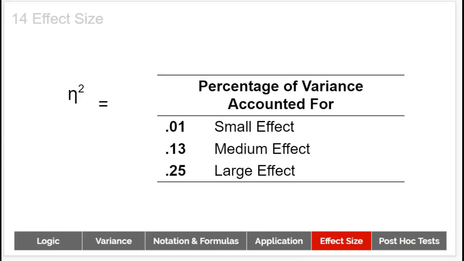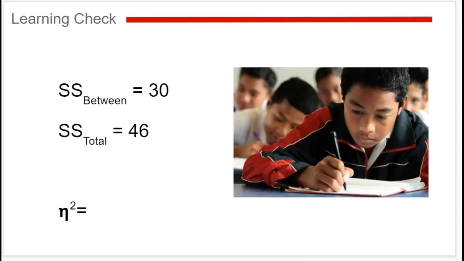Again, when you use R-squared, you are going to follow these three guidelines. If you have a number that's less than 0.01, that means you have no effect. Again, we can make comparisons of effect size to our decision making to identify if we have probable type 1 error or type 2 error. So go ahead and make those calculations. Remember, 30 was sum of squares between and 46 was sum of squares total. So take a moment to calculate your eta squared and check your work. You can pause the video and then unpause when you're ready to check your work.